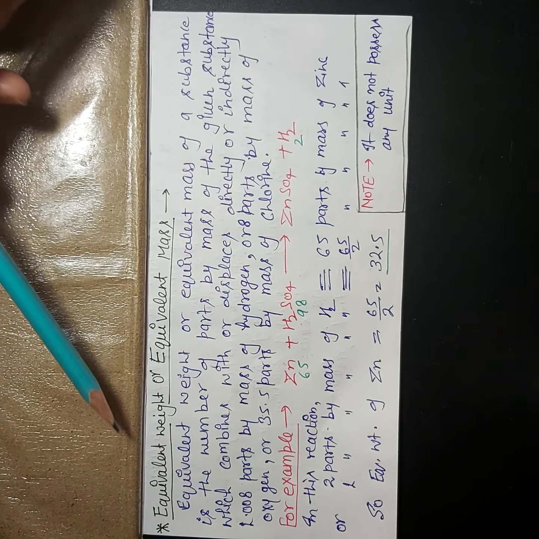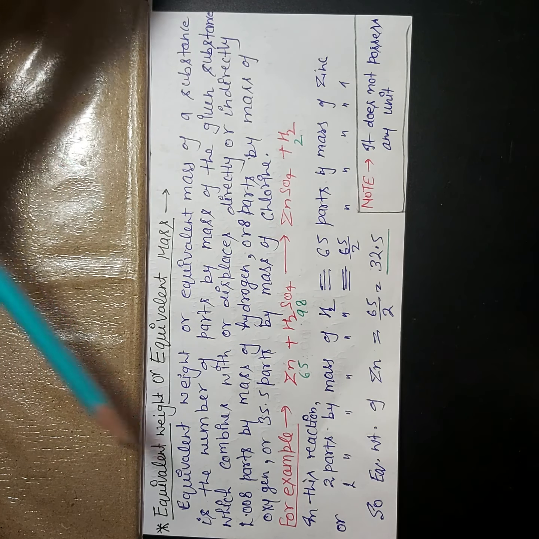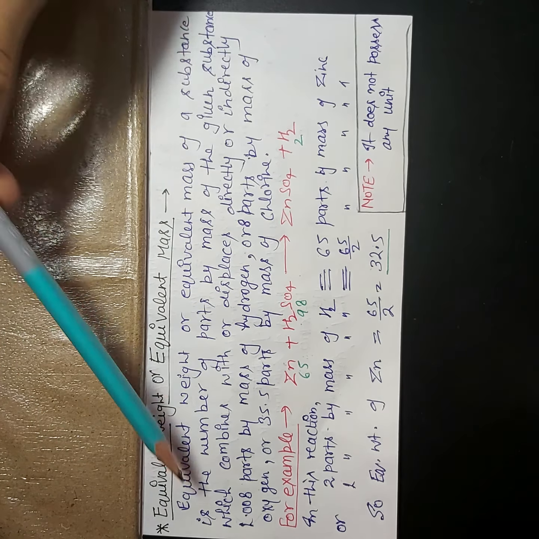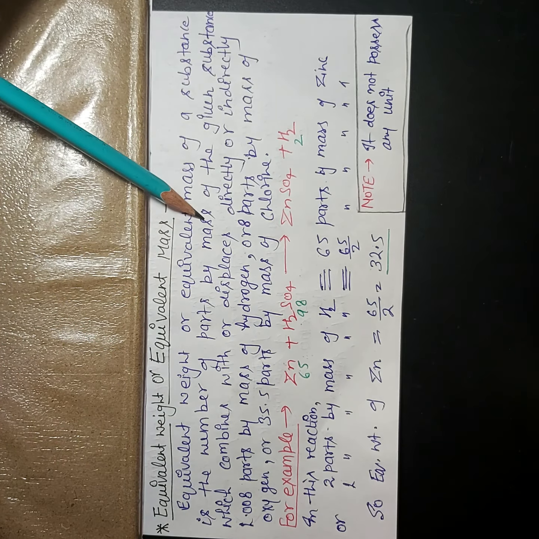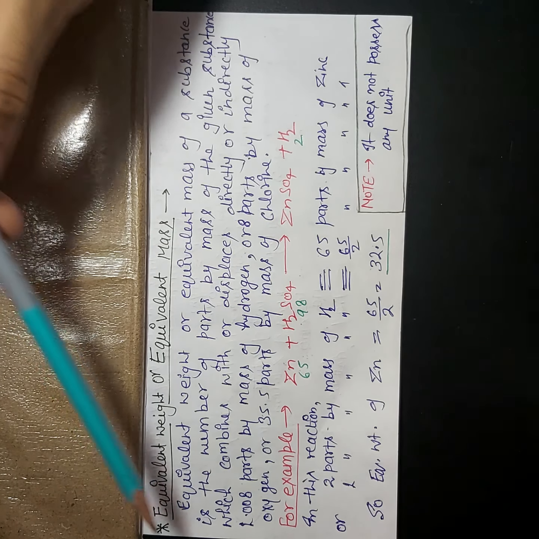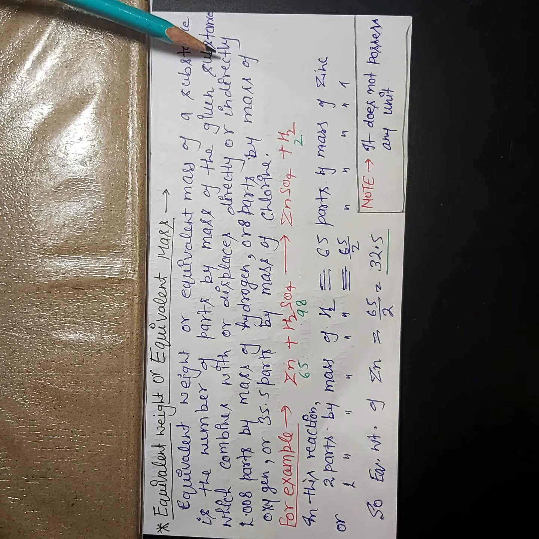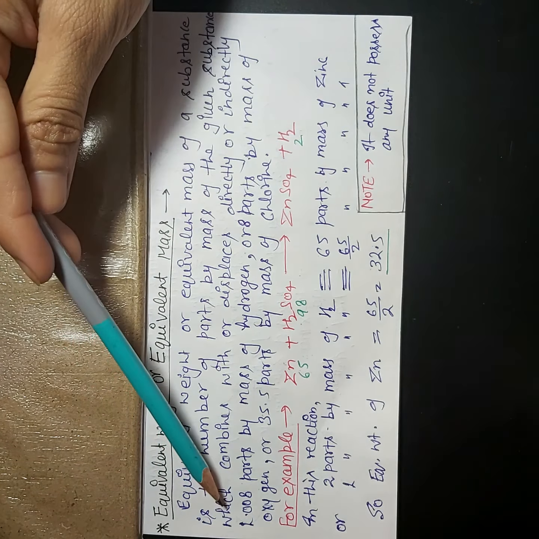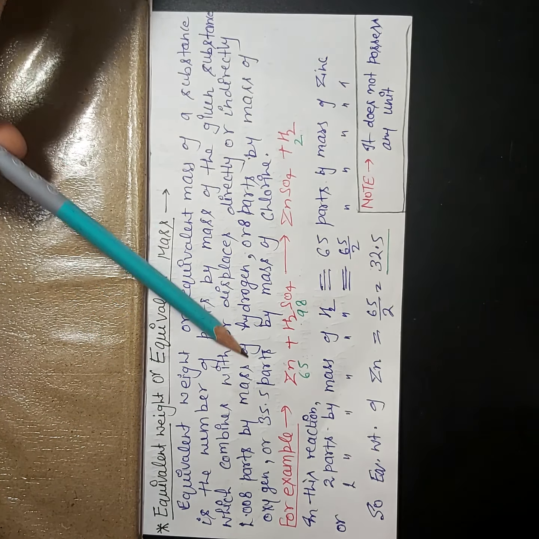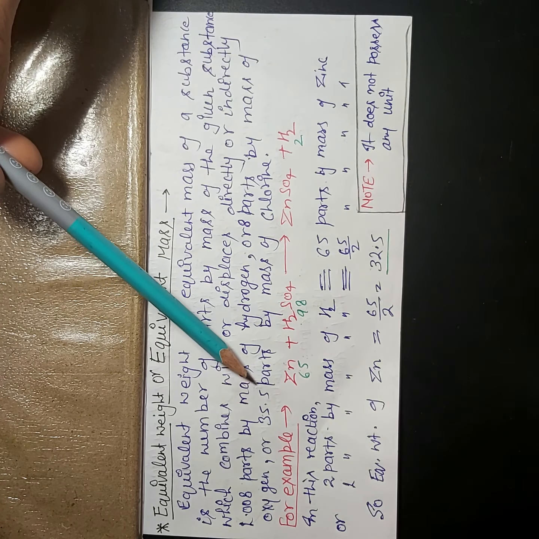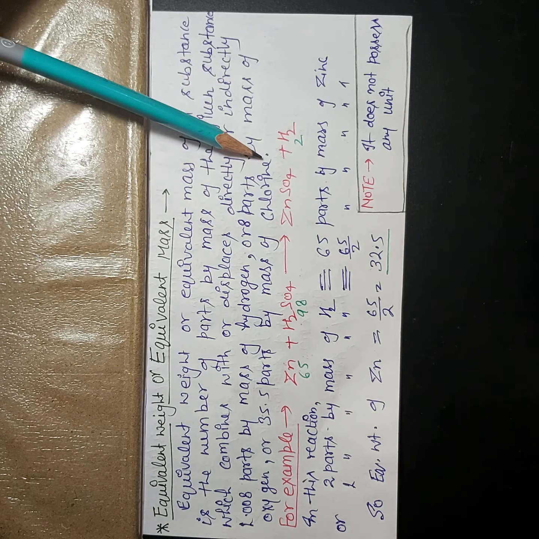Our topic is equivalent weight or equivalent mass. Equivalent weight or equivalent mass of a substance is the number of parts by mass of the given substance which combine with or displace, directly or indirectly, 1.008 parts by mass of hydrogen, 8 parts by mass of oxygen, or 35.5 parts by mass of chlorine.